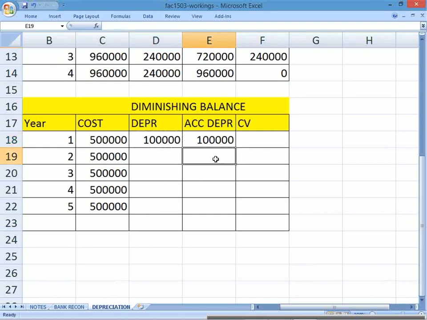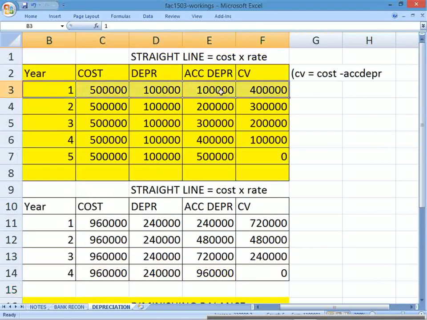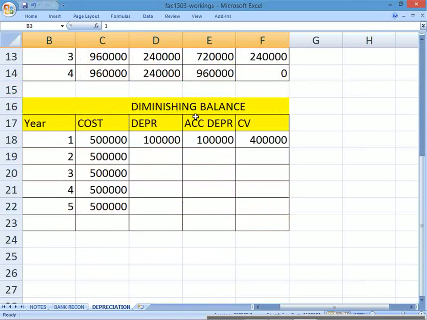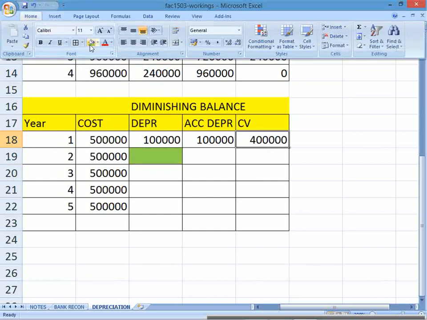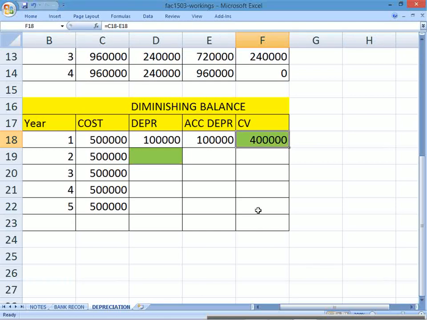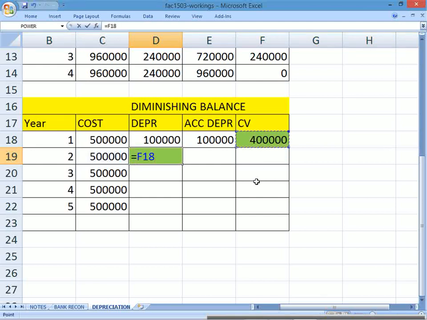Right, what will the accumulated depreciation be? Same amount. What will the carrying value be? 400,000. So the first line of your diminishing balance will be the same as your first line for your straight line. Have a look, those two lines are the same. But the next line, it's going to change. So what do I calculate depreciation on? We just spoke about it. Carrying value. So when I look at depreciation for year 2, I'm going to use the carrying value at the end of year 1. Depreciation is going to be this times 20% or divide by 5.